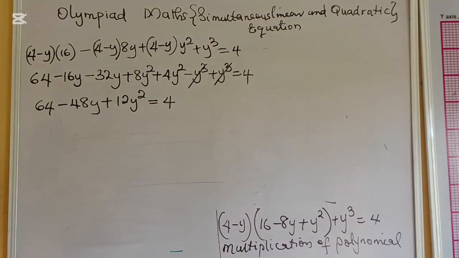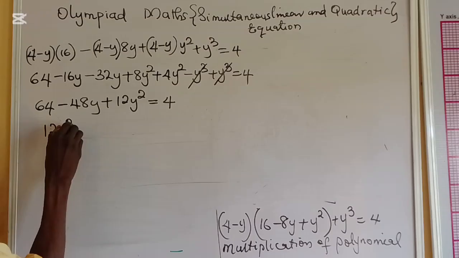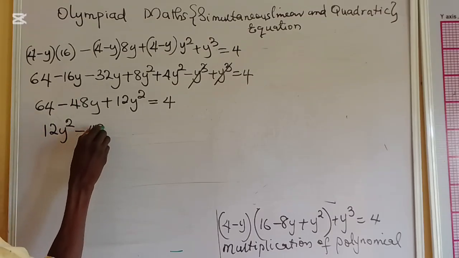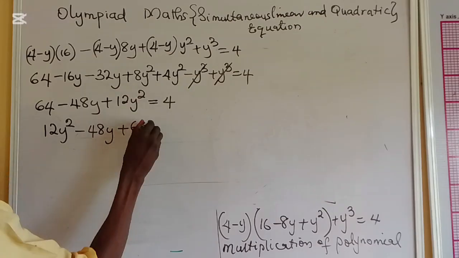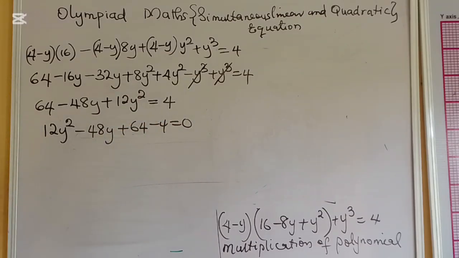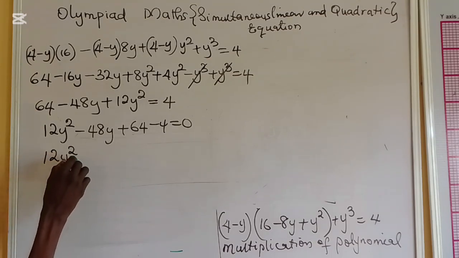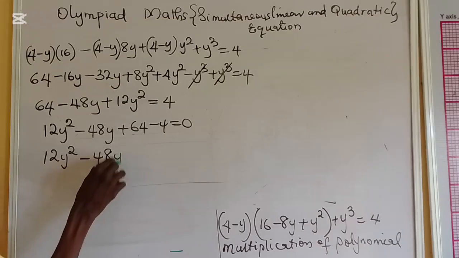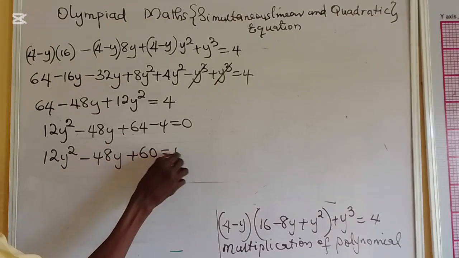So let me arrange it so that it can become a quadratic equation. So here is 12y squared minus 48y plus 64. This will now come minus 4 is equal to 0. Now, what do we do? Here is 12y squared minus 48y, 64 minus 4 is plus 60, is equal to 0.